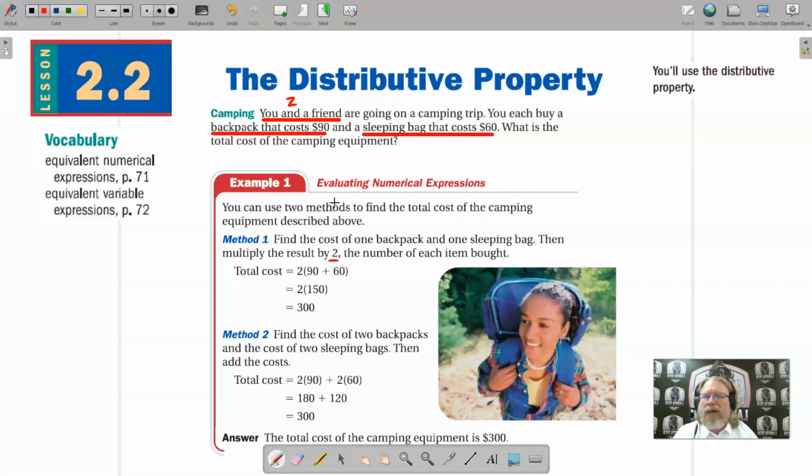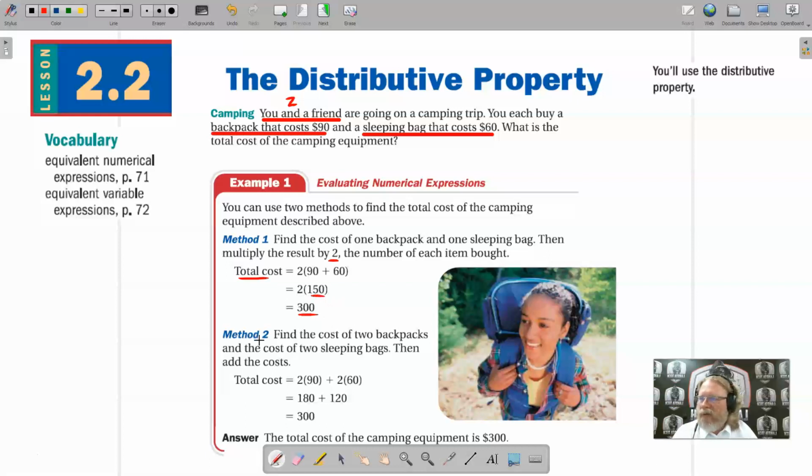The reason we're multiplying by 2 is because it's you and a friend, so there are two of you that are going camping. And that is the number of each item bought. So the total cost is equal to 2 times the quantity of a backpack and a sleeping bag. So first we add together the 90 and the 60, and that's going to give us 150. And now we need to multiply it times 2. Well, 150 times 2 is 300.